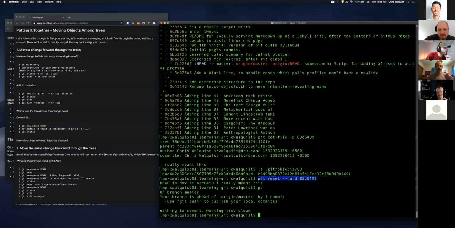So the default is in between. We'll cover this in some detail, but there's soft, mixed, and hard. The default is mixed. The softest only moves the head, and then mixed moves the head and the index but leaves your workspace alone, and then hard clobbers your workspace too. Okay, so that's right. Yeah, I remember along those lines. So we'll work with that some to sync that in.